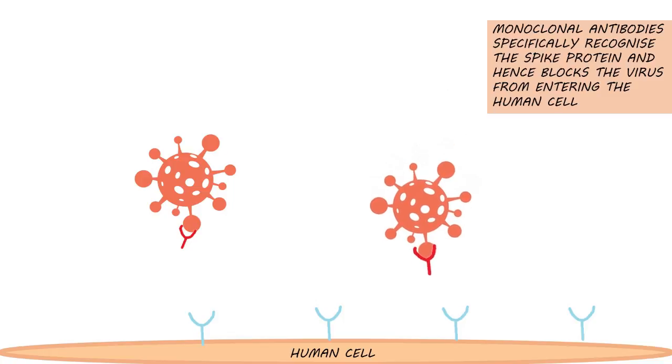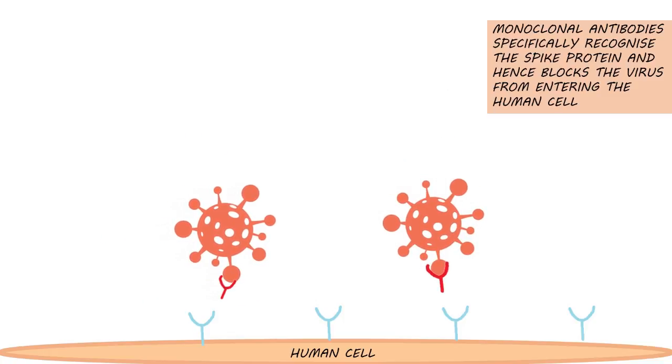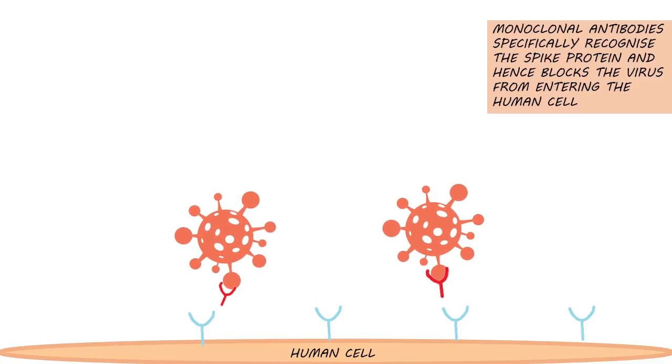Monoclonal antibodies that could specifically target the receptor binding domain on the spike protein of the coronavirus would block it from being able to bind to the ACE2 receptor on the human cell. This would prevent it from entering the cell and causing disease.